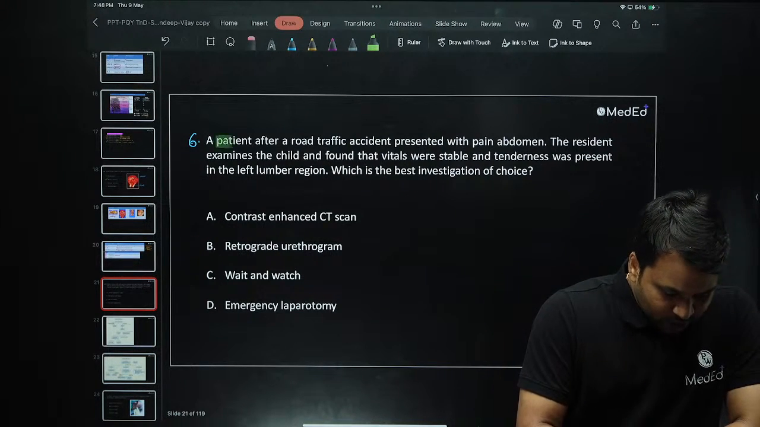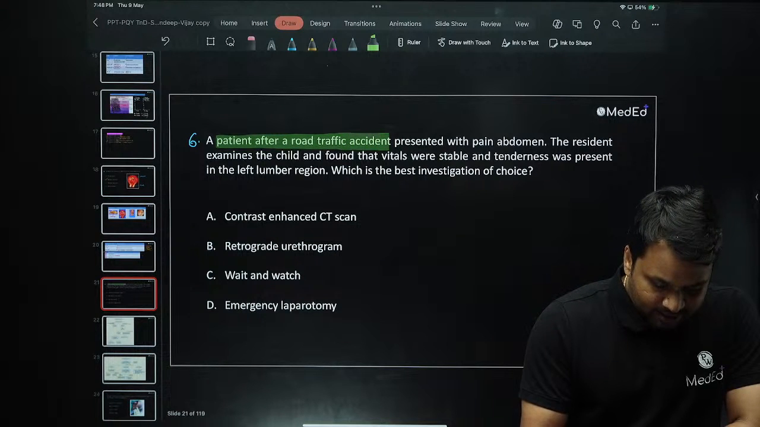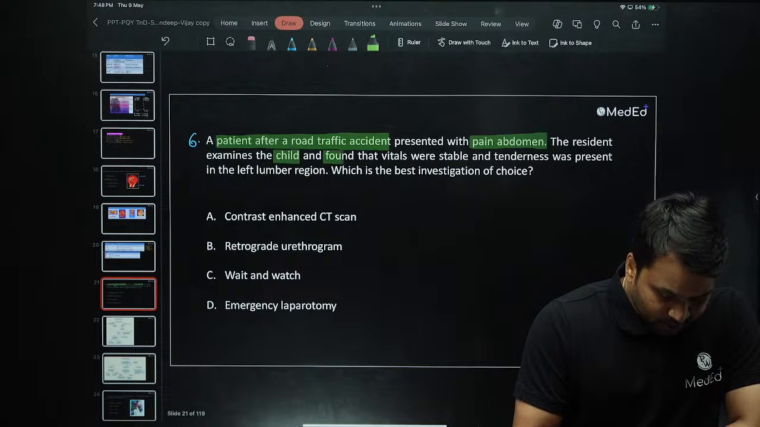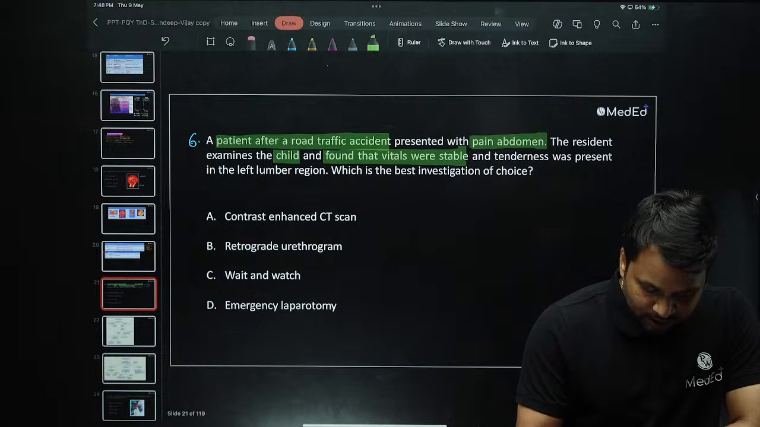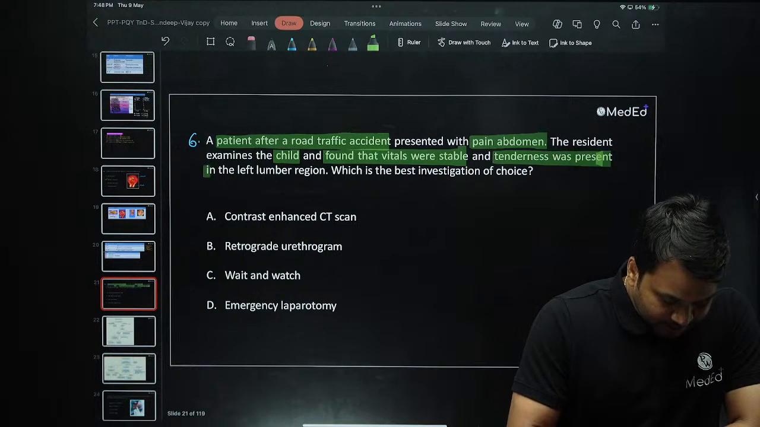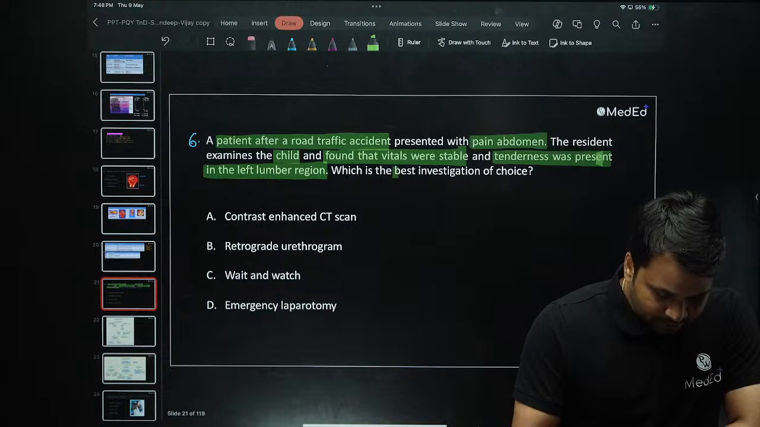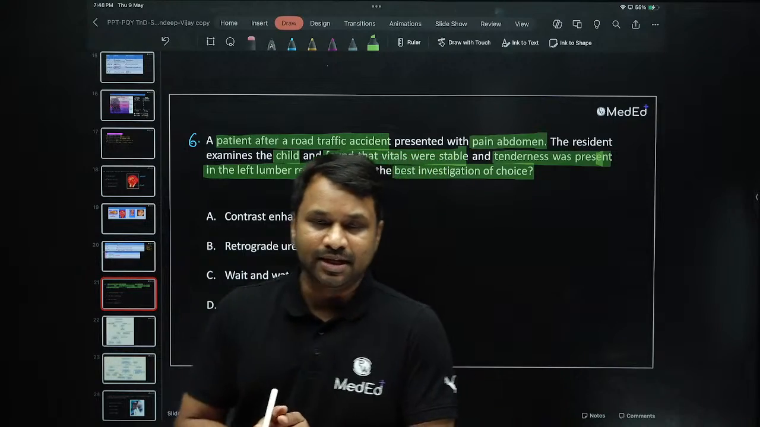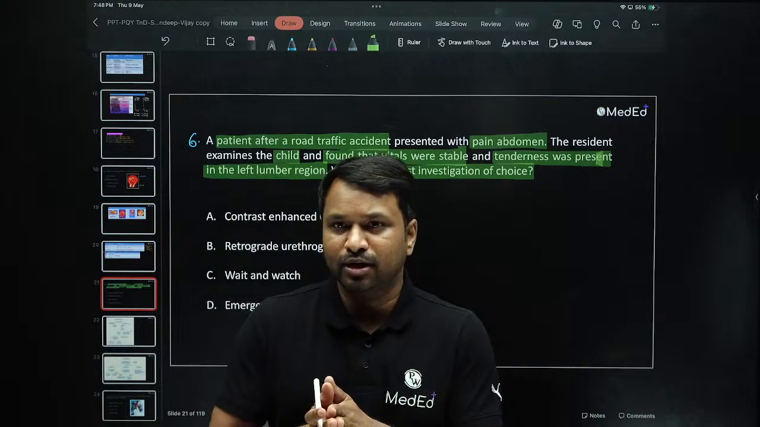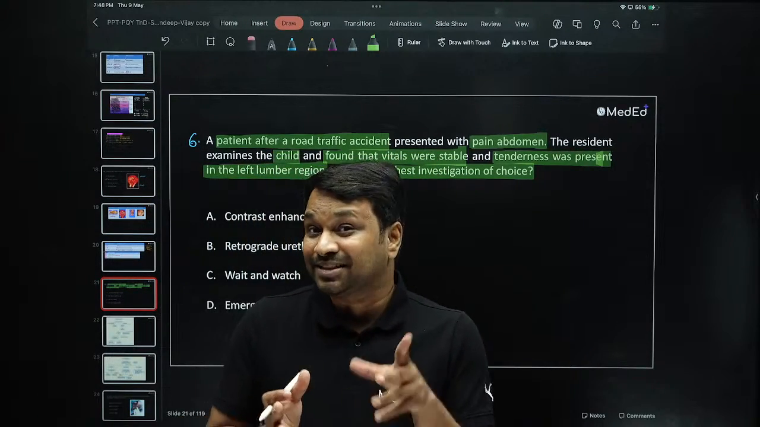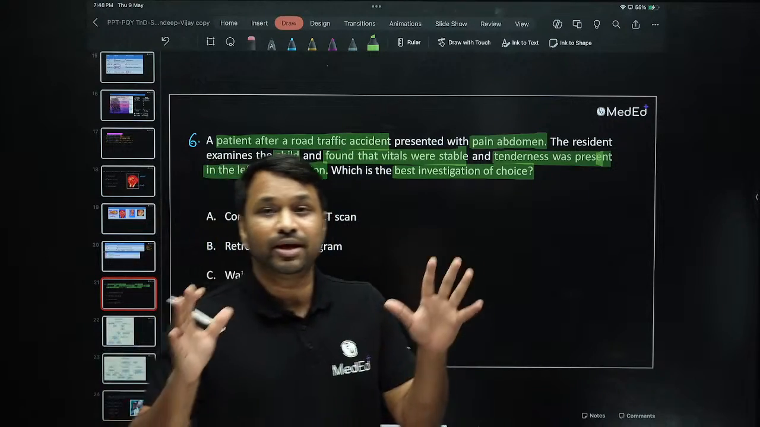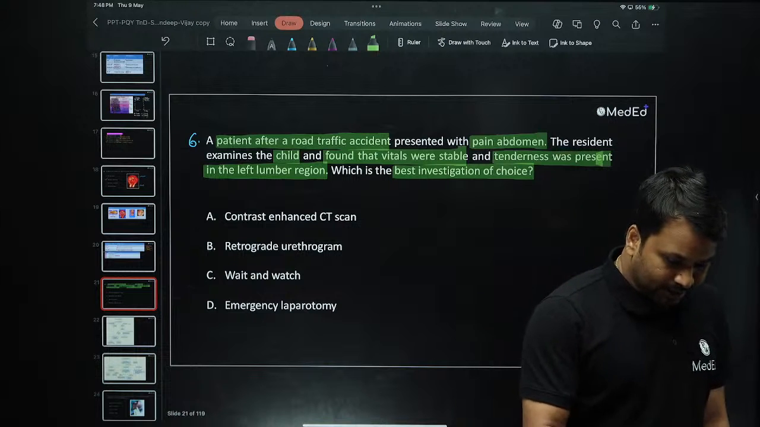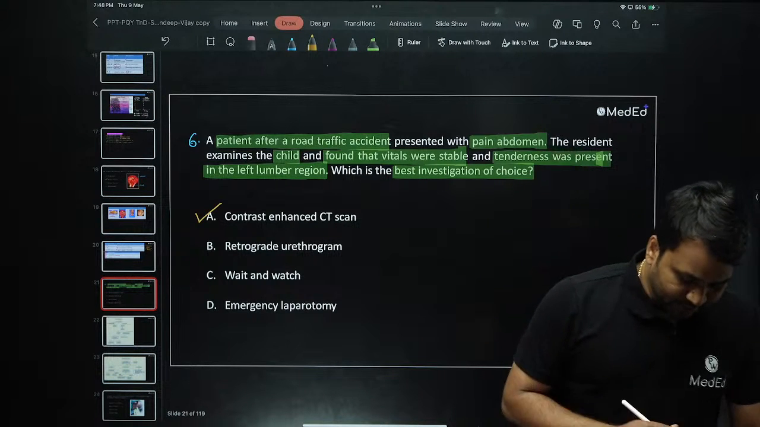I have a patient who has been in a road traffic accident with abdominal pain. The resident examines the child and finds the vitals are stable. Good news. Tenderness was present in the left lumbar region. What is the best investigation of choice? Blunt trauma abdomen, hemodynamically stable patient. You're looking at an organ injury. The best, he's asking, not the first. The answer is going to be your CECT abdomen. End of discussion. There is nothing more to say. So the answer here is A for Ahmedabad.